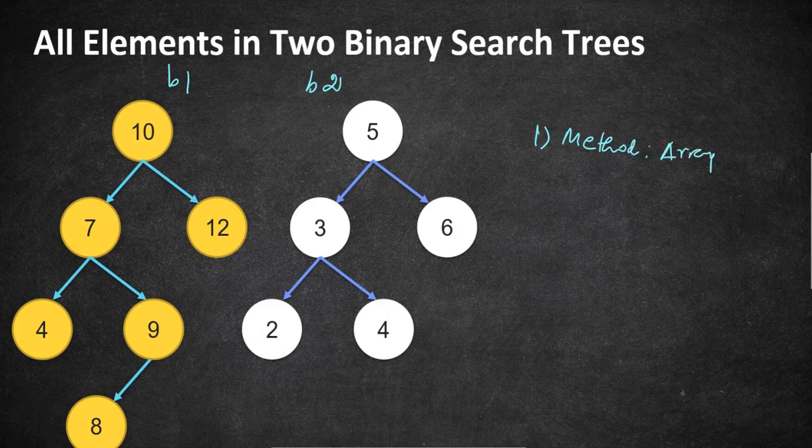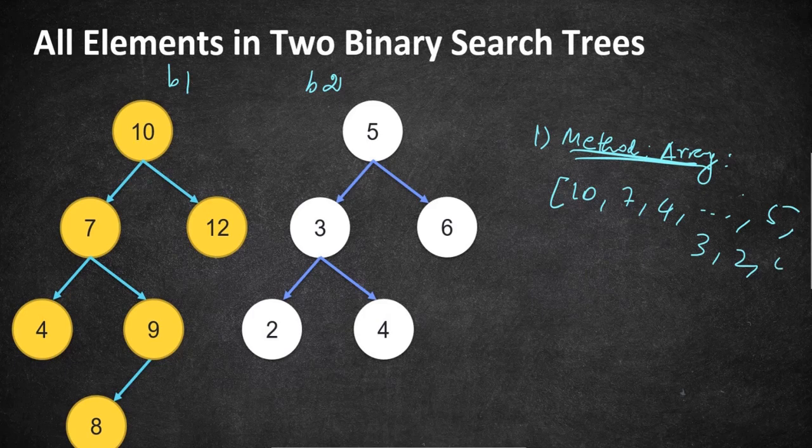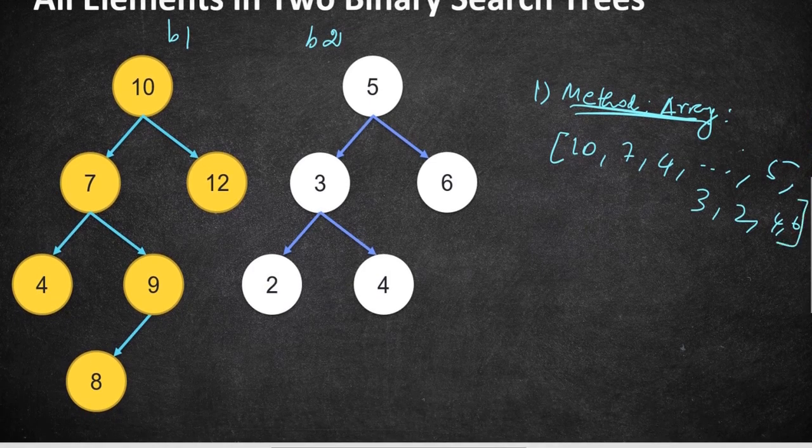We are just going to traverse the given binary trees in any order you like: in order, post order, or pre order. Let's say we are going to do an in order traversal and add all the elements to the array. So binary tree 1 will have 10, 7, 4, and so on, and then continuing, we'd be adding the elements from binary tree 2 also: 5, 3, 2, 4, 6. Once all this is done, we are going to sort them using the inbuilt array.sort function.